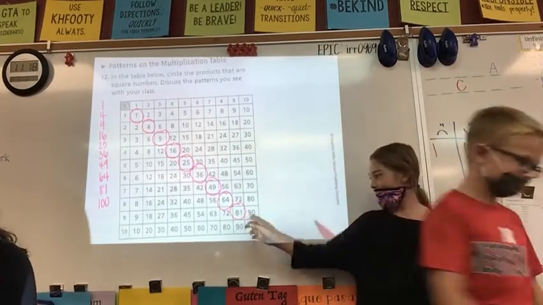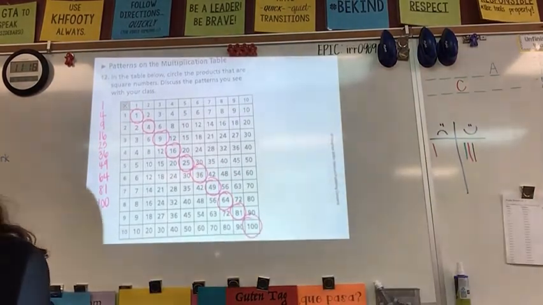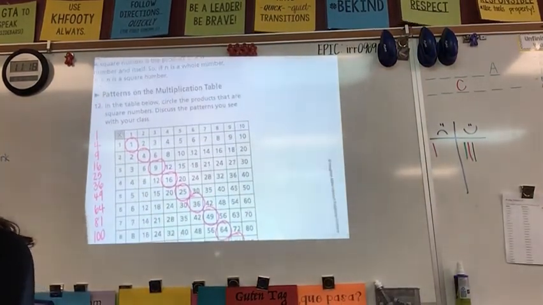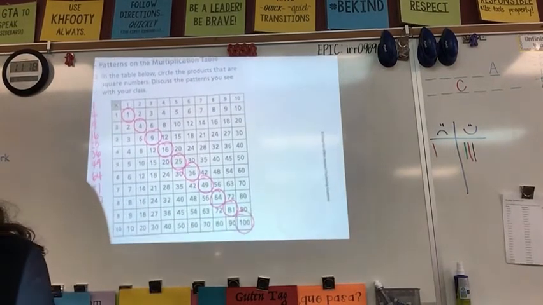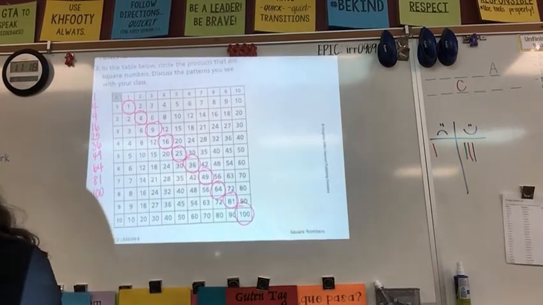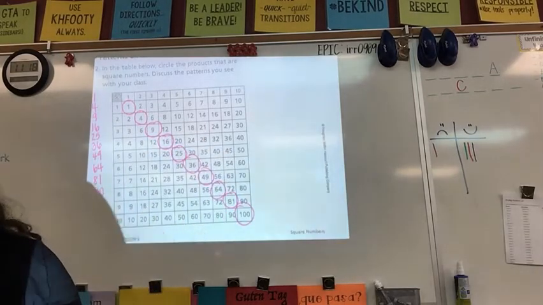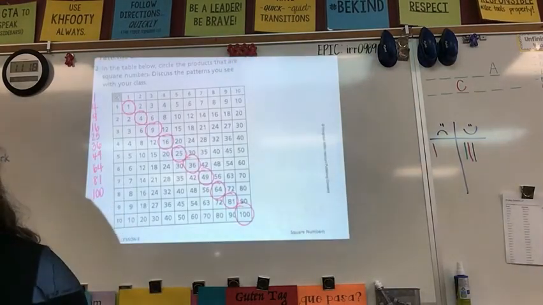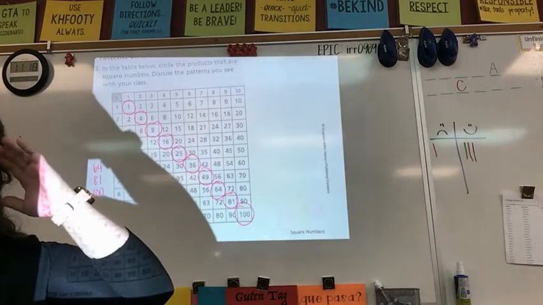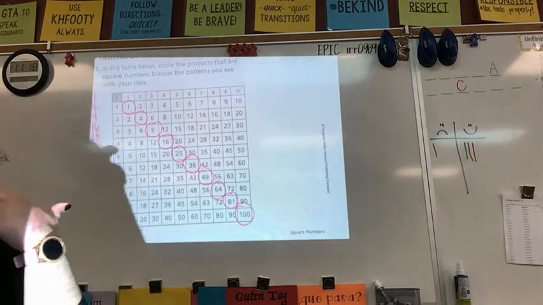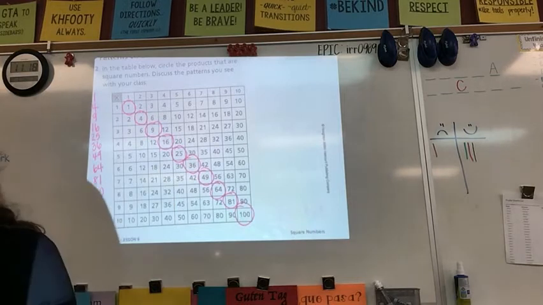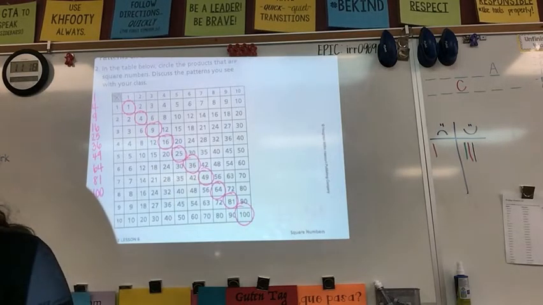81 and 100. Classic. All right, who noticed a pattern? It's a really hard pattern to see. It's going to be kind of tricky to explain. Since somebody used some smart language to explain that with mathematical language, what happens with all these square numbers? Miss Macy.